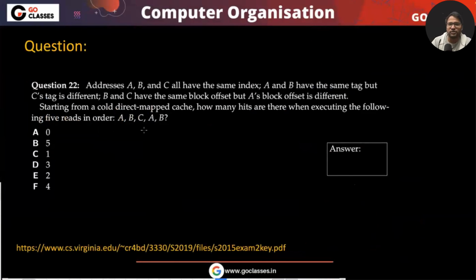Maybe let's just try this question. Okay. So what they're saying, address ABC. There are 3 addresses that have the same index.